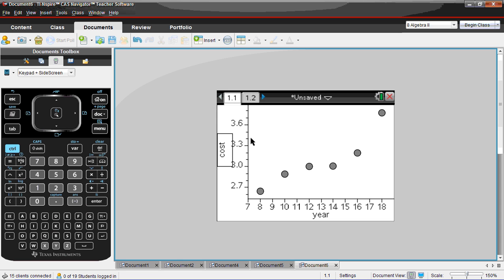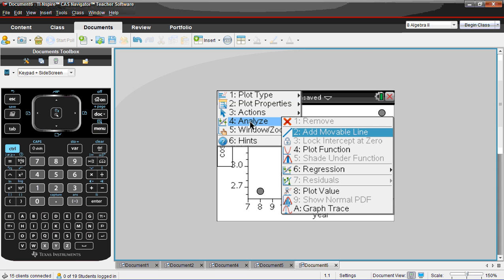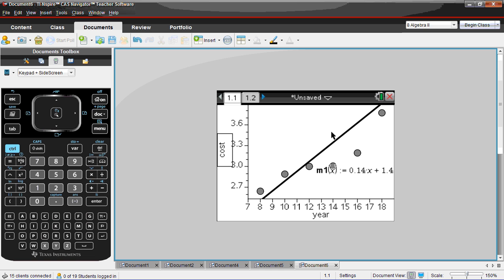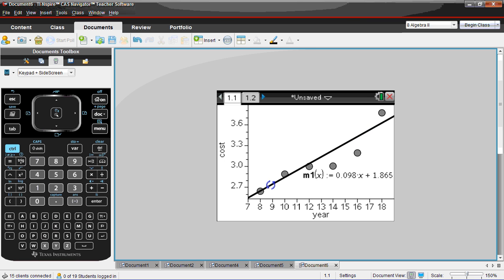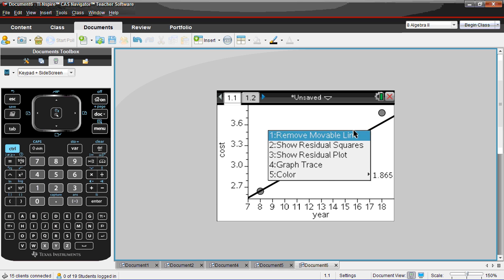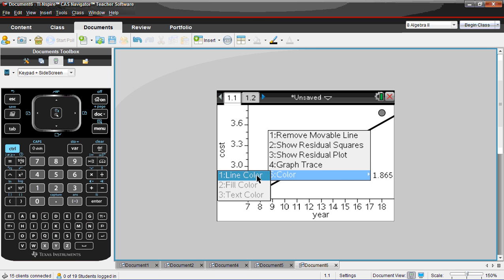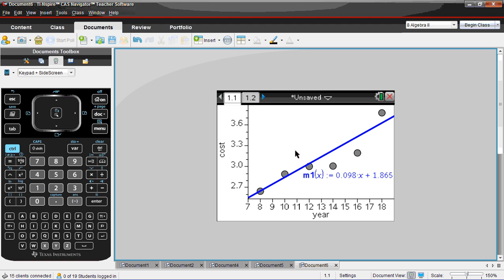So I'm going to go ahead and press menu, analyze, add a movable line. And it put a line in there that I can move around. So I'm going to move it to how I think it's going to fit. I think that's pretty close. Now, I made that one on my smartboard. You can't do this on your calculator for class, but this one I can. Do you see the equation of the movable line that I made? The slope is 0.098, and the y-intercept is 1.865. That's the one that I made. I made it up.